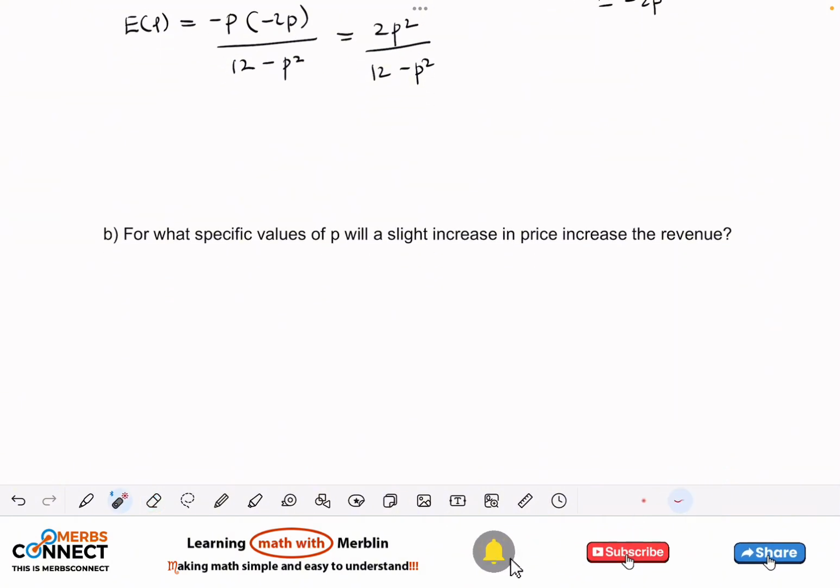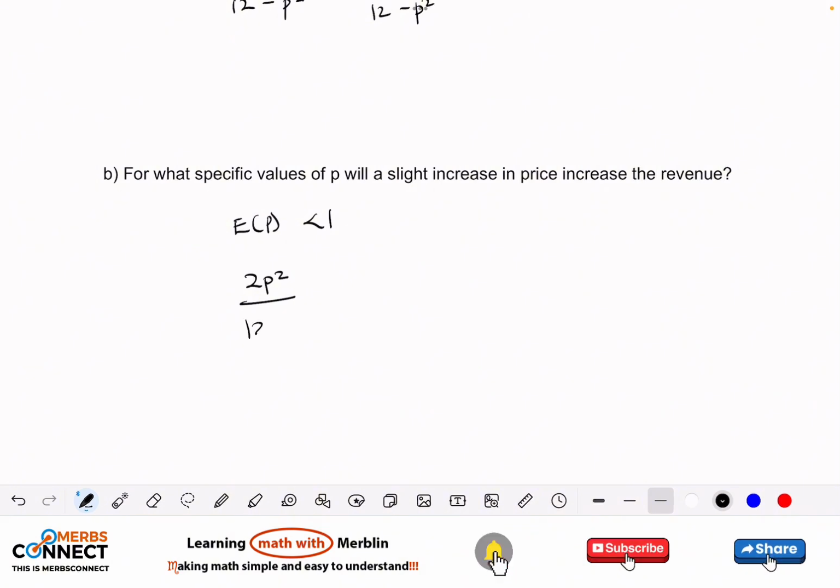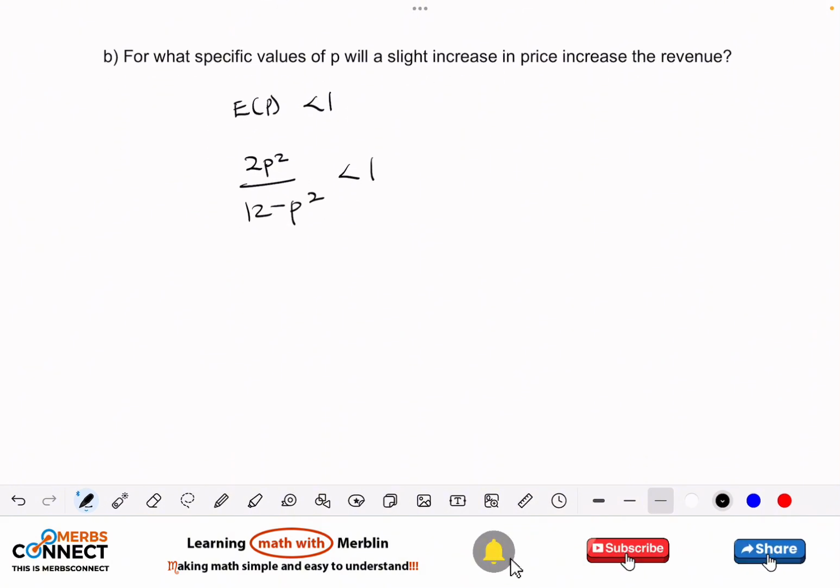So the same thing from the one that we just did. Increase in price increases revenue. It means that E of P should be less than 1. So what is E of P? E of P is equal to this. So you are going to have 2P squared divided by 12 minus P squared less than 1. And we are going to have, same idea, multiply this one by 12 minus P squared. Multiply this one by 12 minus P squared.